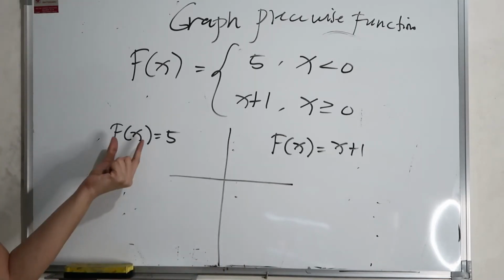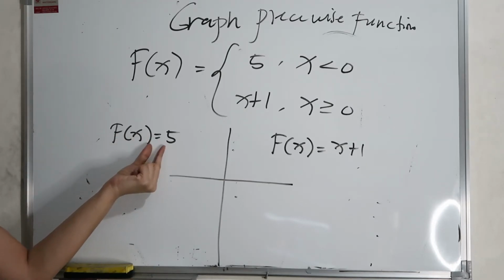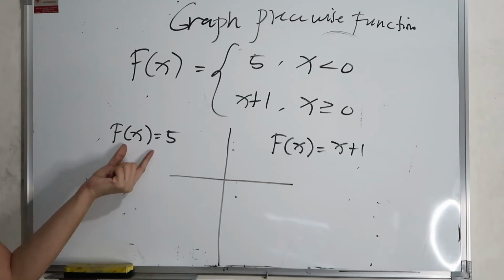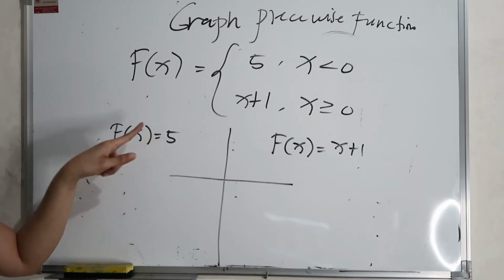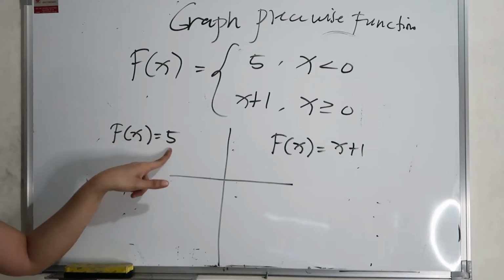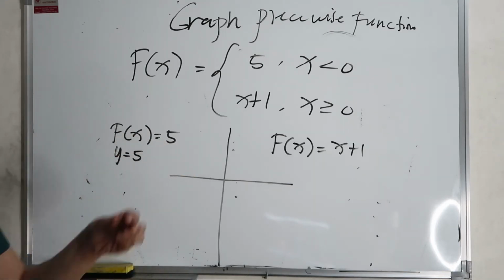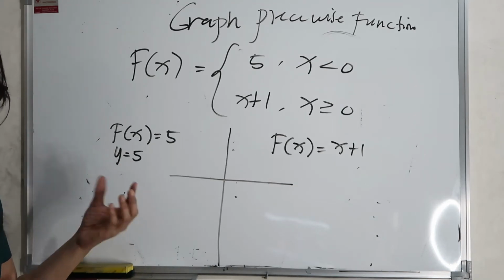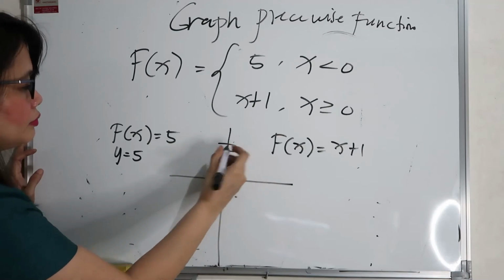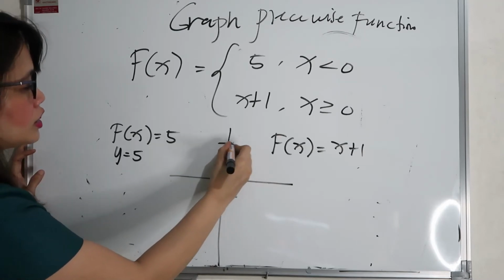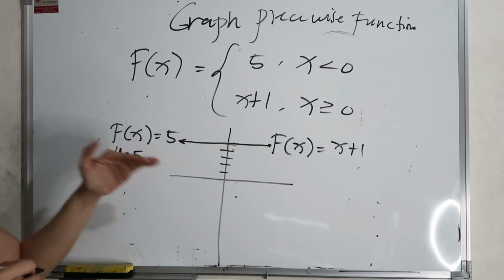But in this example, f of x equals 5 is a constant function, because the only given is a constant. When we say constant, we are referring to a number. So f of x equals 5 is the same as y equals 5. So the graph of that function is a horizontal line. So that will be 1, 2, 3, 4, 5. So this is the graph of the first function. It's a horizontal line.